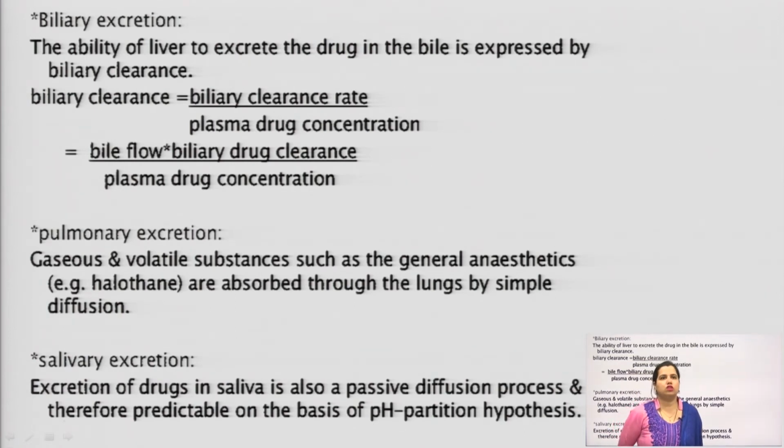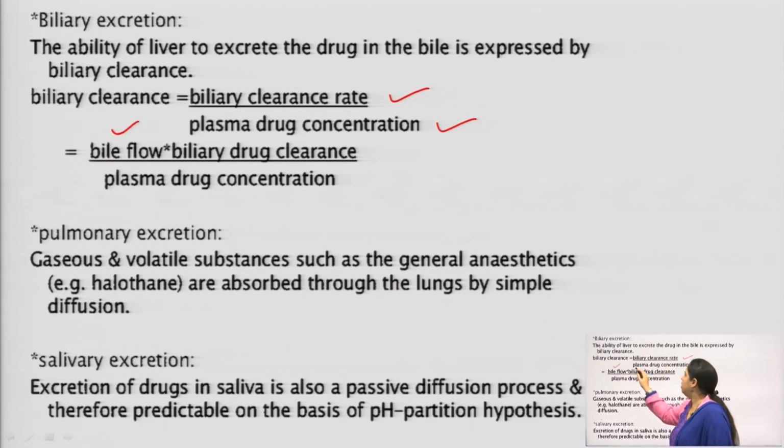Biliary excretion: the ability of the liver to excrete the drug in the bile is expressed by biliary clearance, apart from renal clearance. Biliary clearance is the biliary clearance rate divided by plasma concentration. So, clearance rate will depend on bile flow, biliary drug clearance and plasma drug concentration. We can analyze all these parameters to get the total clearance.